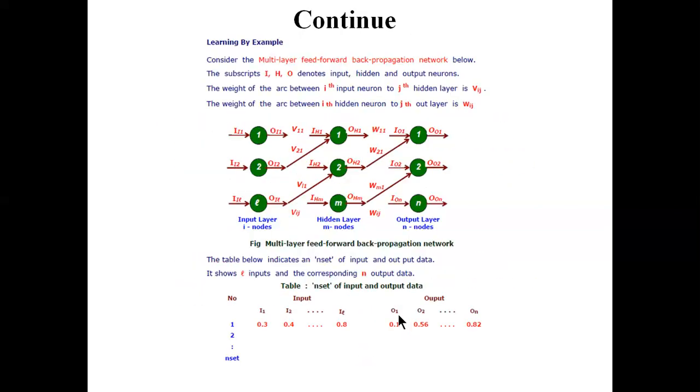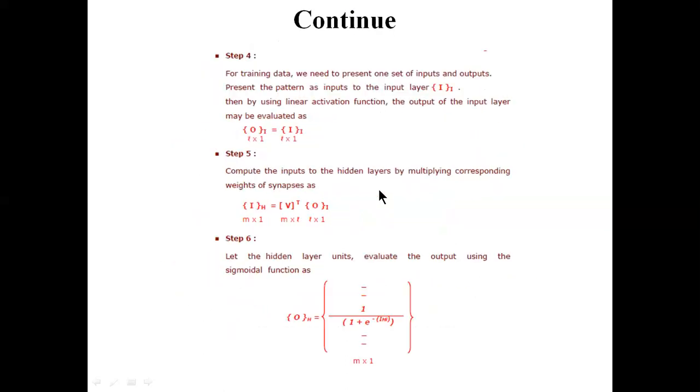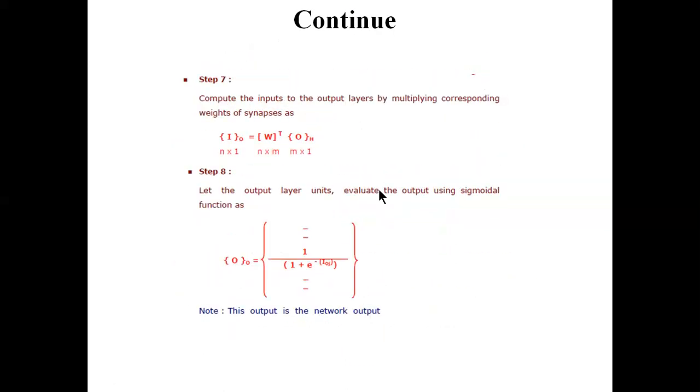So we are getting these values OH1, OH2, OHM. Now you can see that all these OH1, OH2 are going to the output node via W1, W21, like this way. So we need to compute the input to the output layer. What will be that value? That will be again like O1 into W11 plus O2 into W12, like this way. Expressing that equation in matrix format: IO equal to W transpose multiplied by OH.